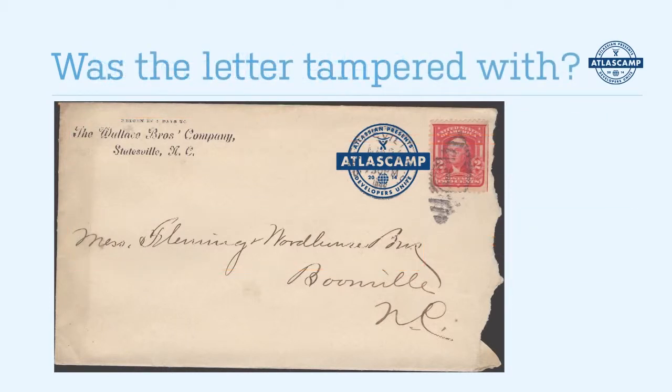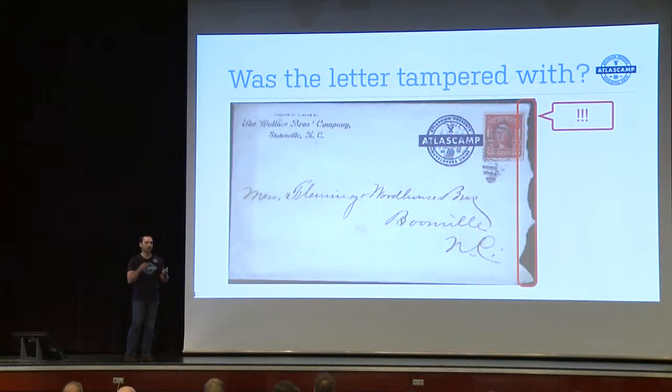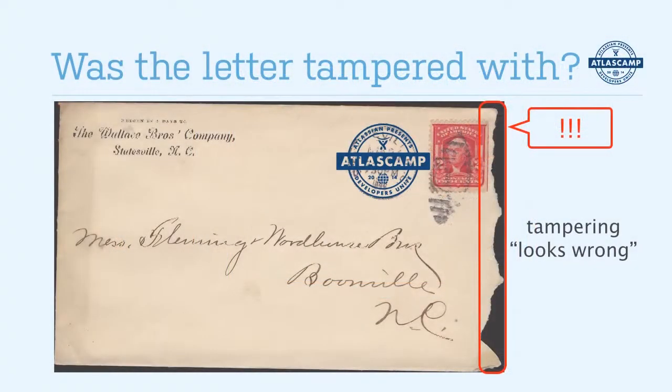Second brain teaser. Was the letter tampered with? Well, look at that on the right-hand side there. It looks like it was. Somebody has torn it open. It's visually apparent. The tampering looks wrong. And it would be great if in Connect, where we're sending and receiving HTTP requests, which are a bit like letters, it would be great if the tampering were evident like that. You could just look at it and see. I'll come back to that later. Keep that in mind. So hopefully it's going to look wrong.